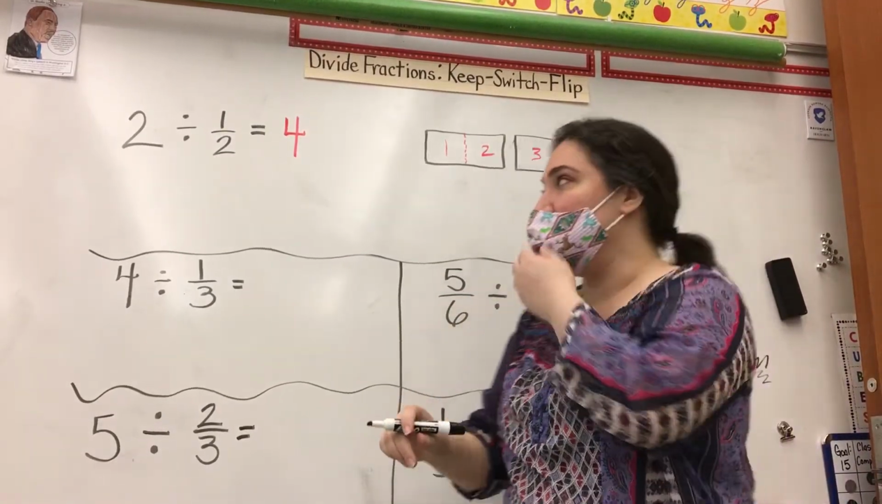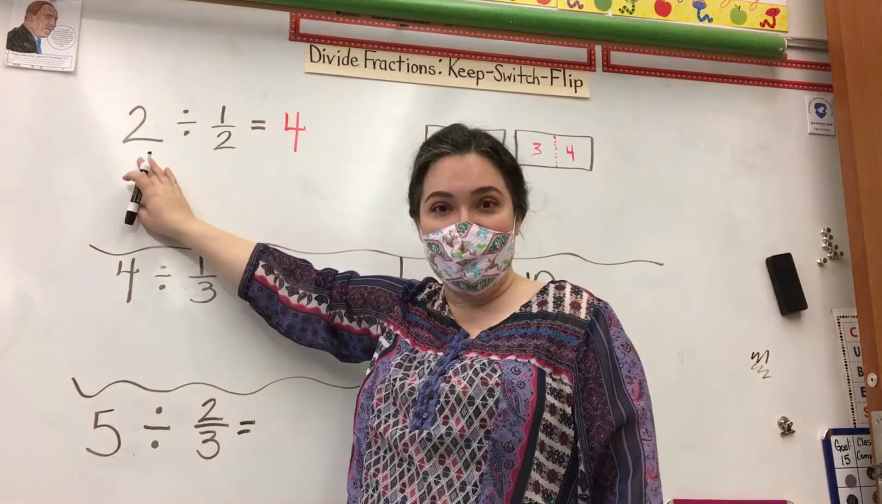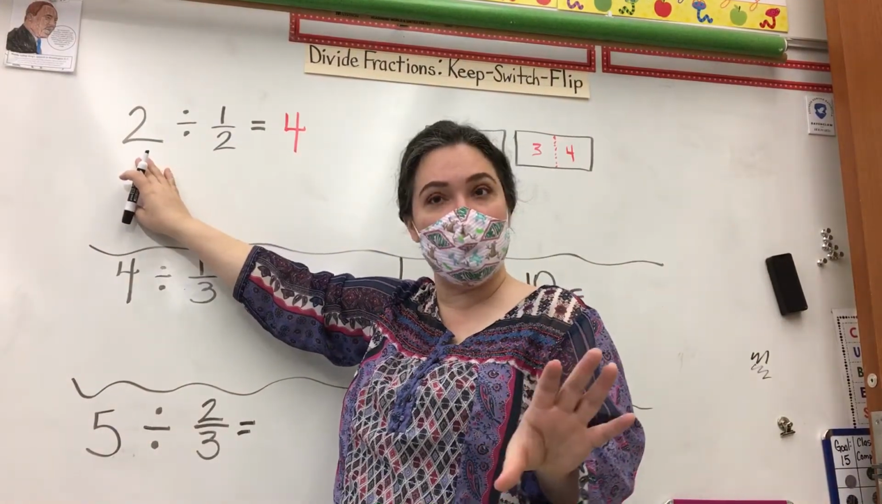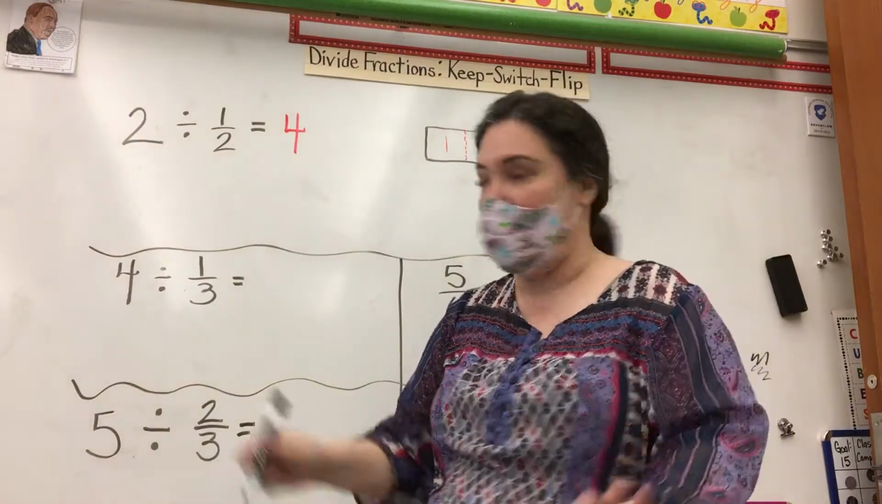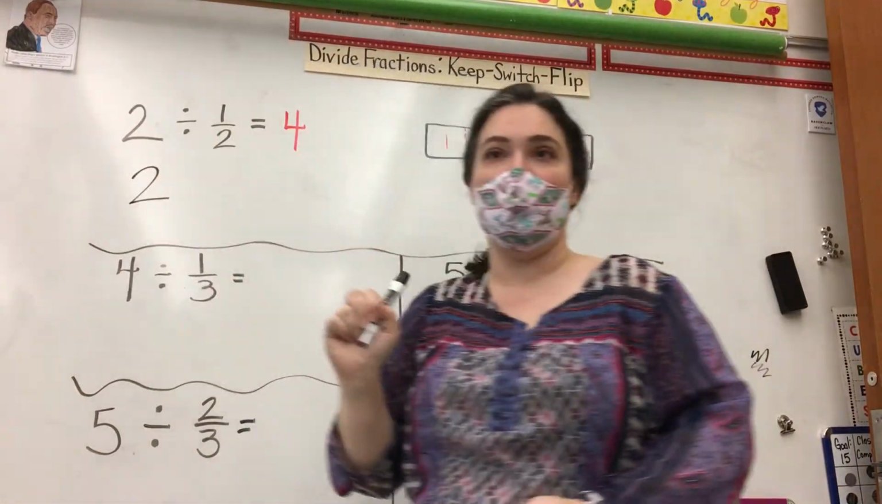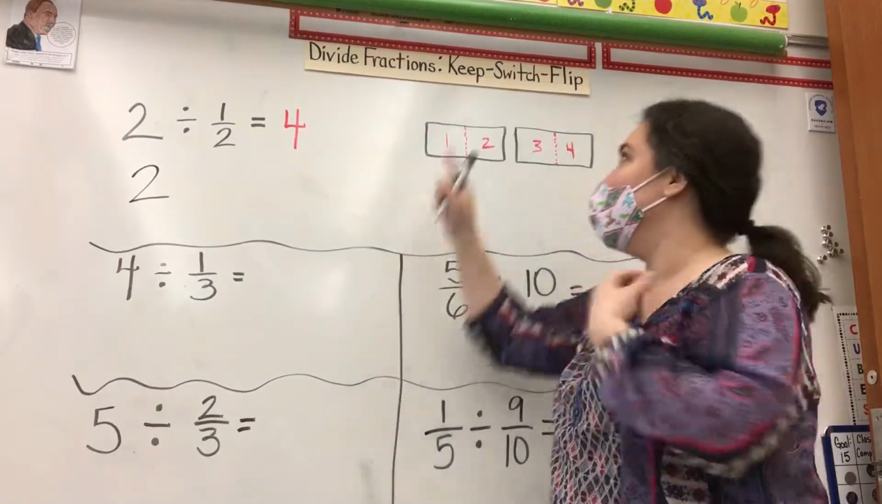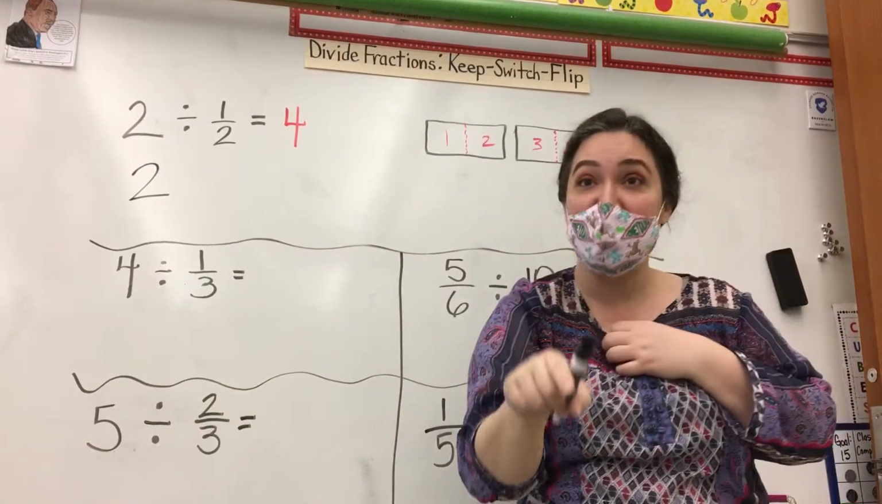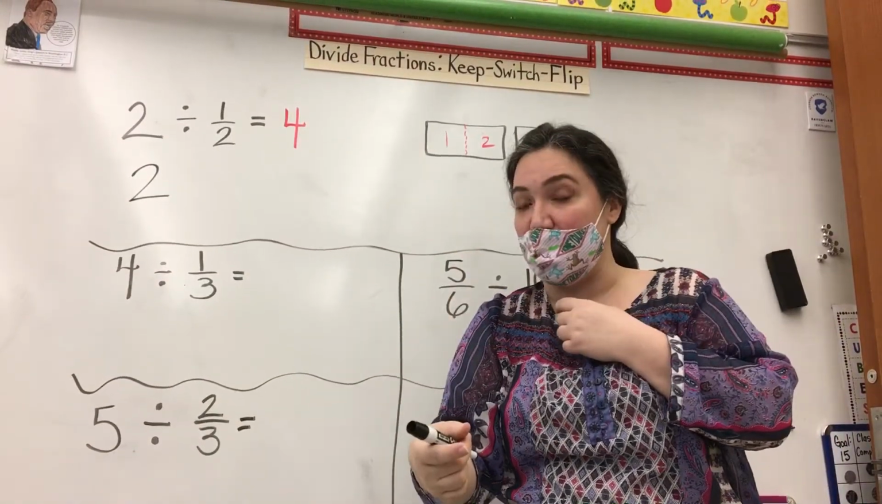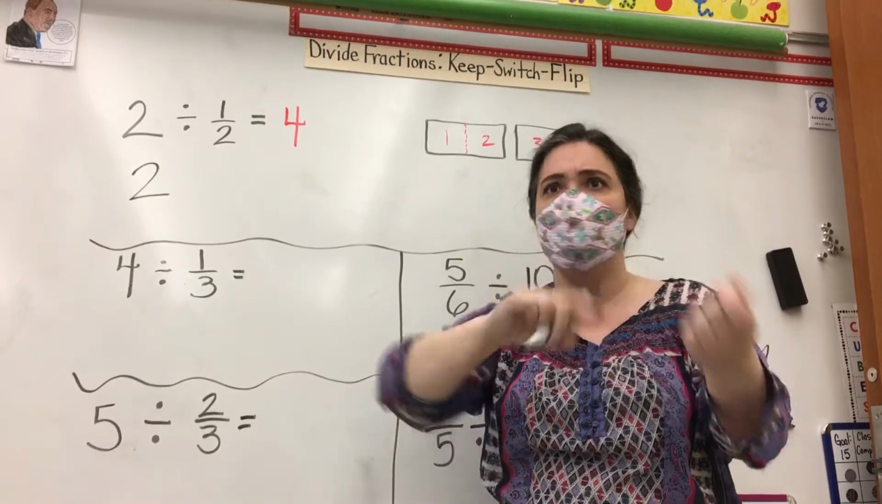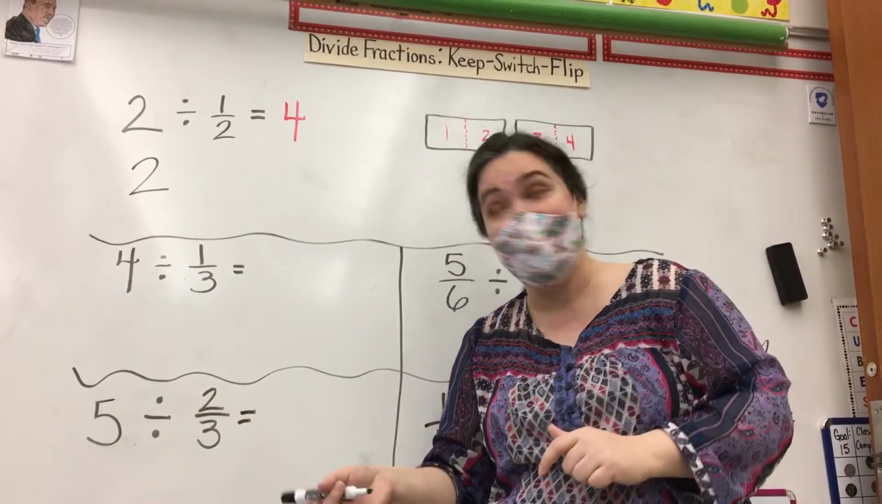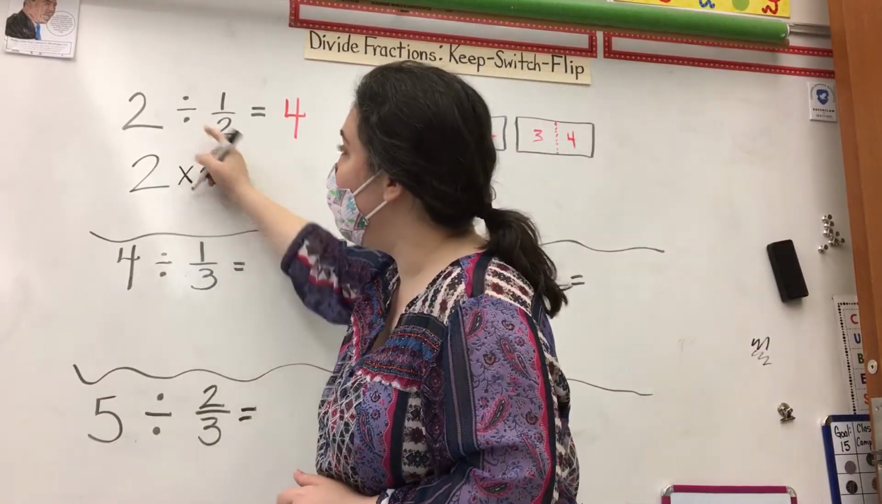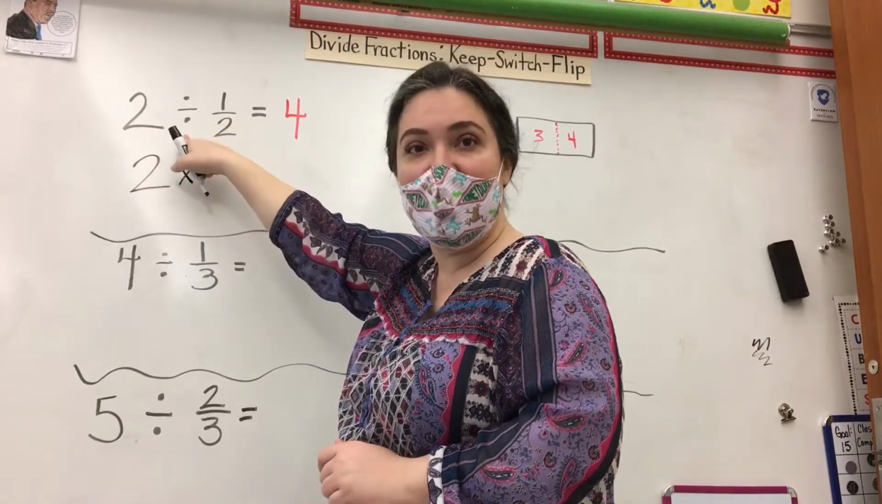So here's what we're going to do. You take your dividend, your first number in the division problem, and you keep it. Leave it the same. So I'm going to keep this 2. What do I do with the division sign? I'm going to switch it to its inverse operation. Well, what's the opposite of division? Multiplication. So let's say times. Keep the 2, switch the sign.